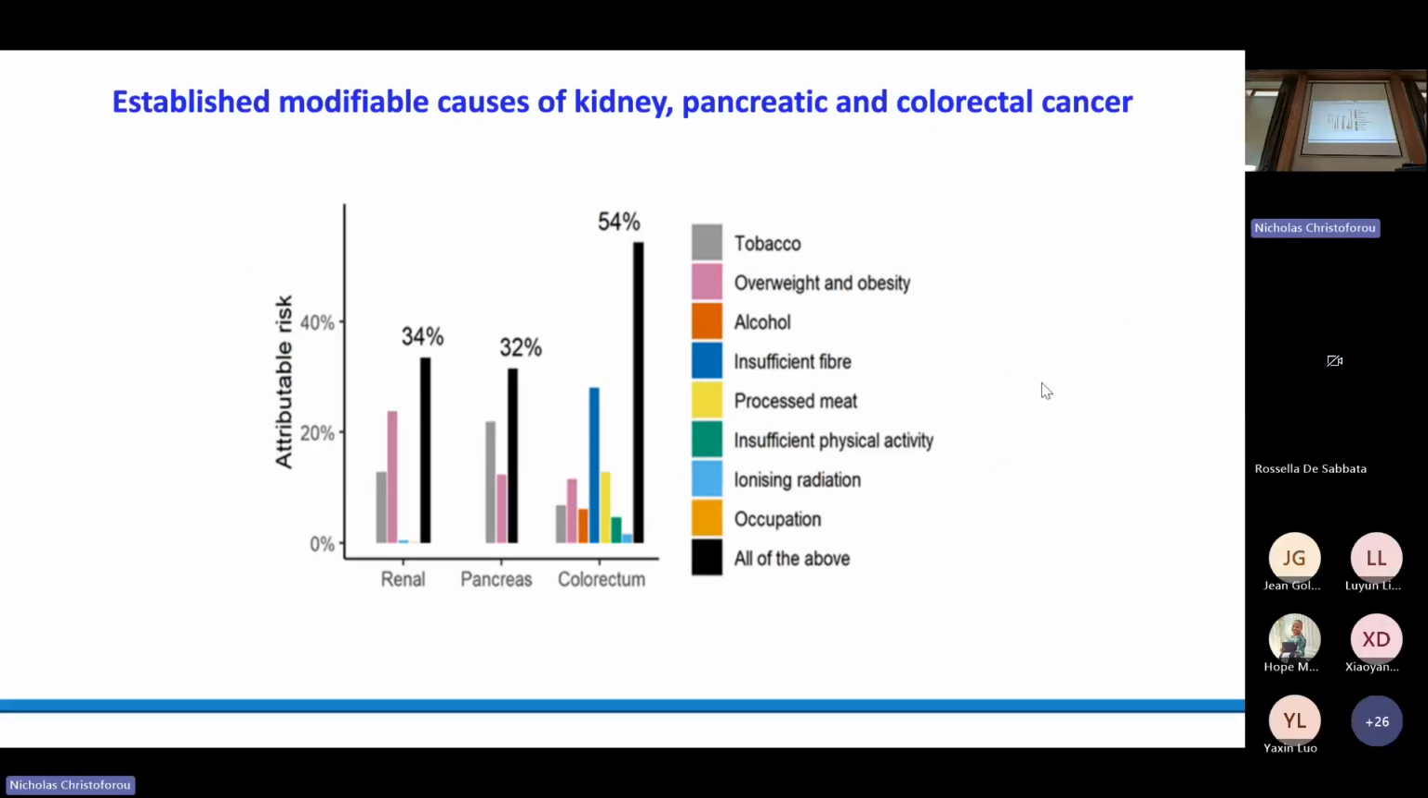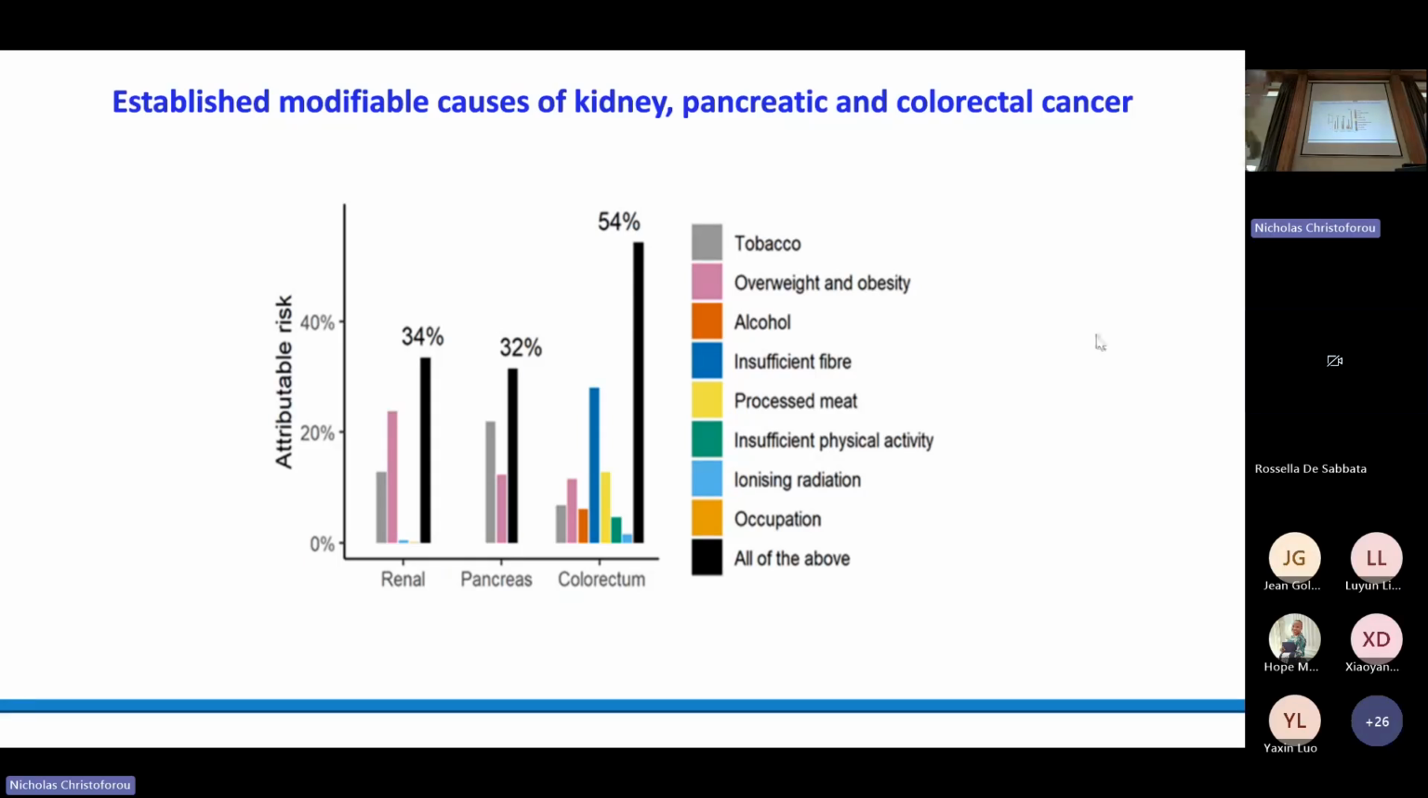And in terms of what we know about these different cancers, we can explain, particularly for kidney and pancreatic cancer, around 30% of the attributable risk from obesity and tobacco. For colorectal, around 50% again from obesity, alcohol consumption, tobacco, and various aspects of the diet. But there's still a lot that we don't really understand.